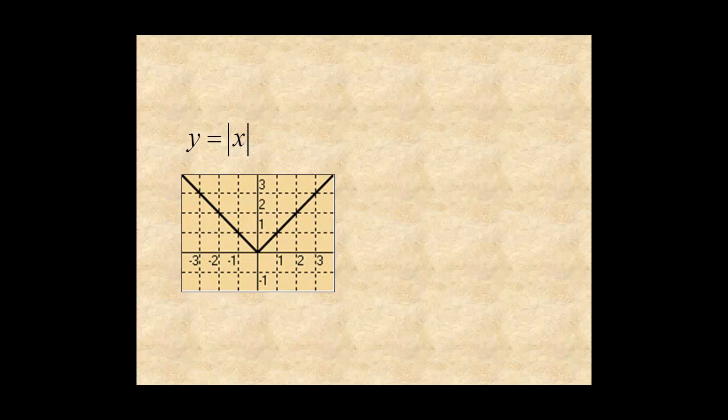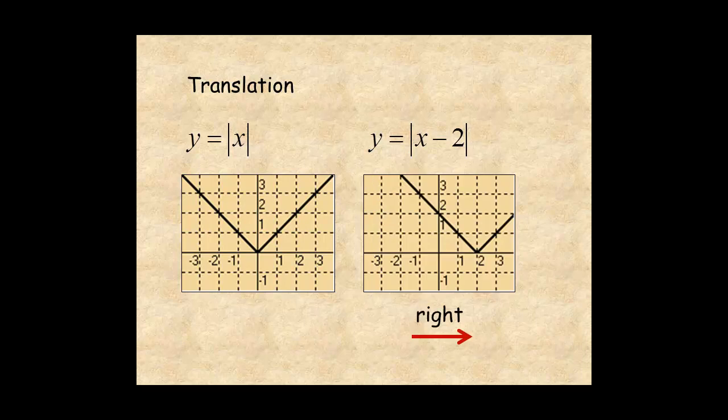One type of transformation is a translation. If you replace x in the function with x plus or minus a constant, the graph translates right or left. For example, if you replace x with x minus 2, the graph translates 2 units to the right. The vertex is now at +2 on the x-axis. Be careful. It's natural to think x minus 2 would shift the graph to the left, since left is the negative direction on the x-axis, but the opposite is true.